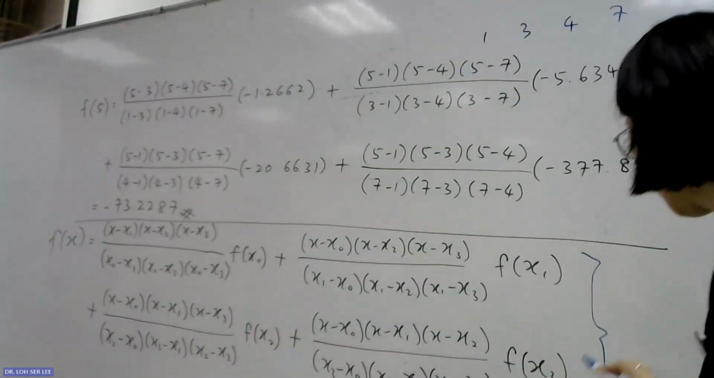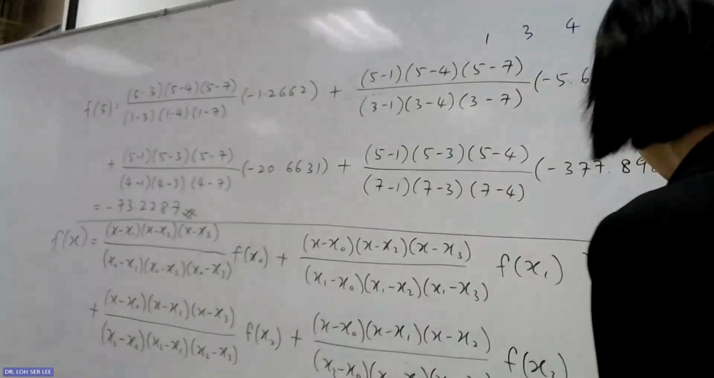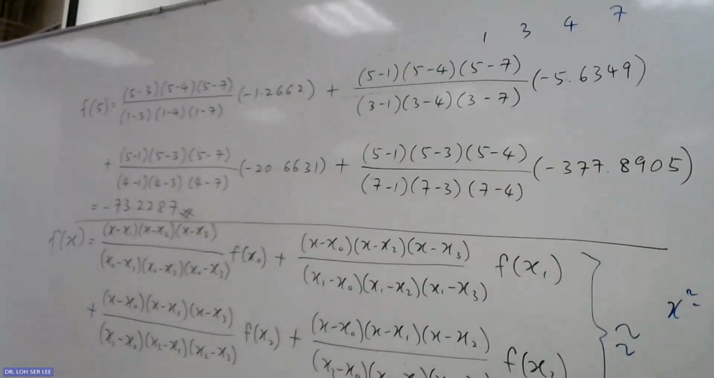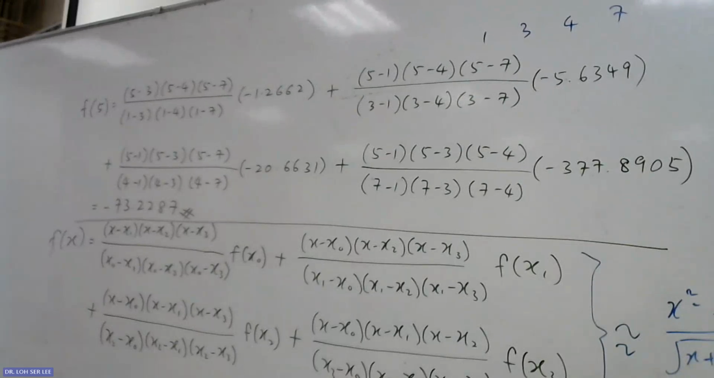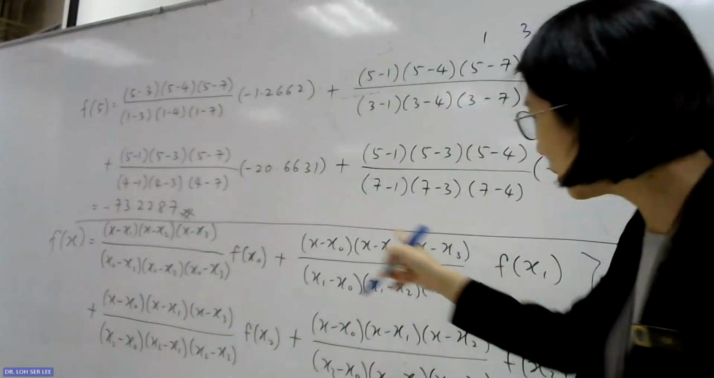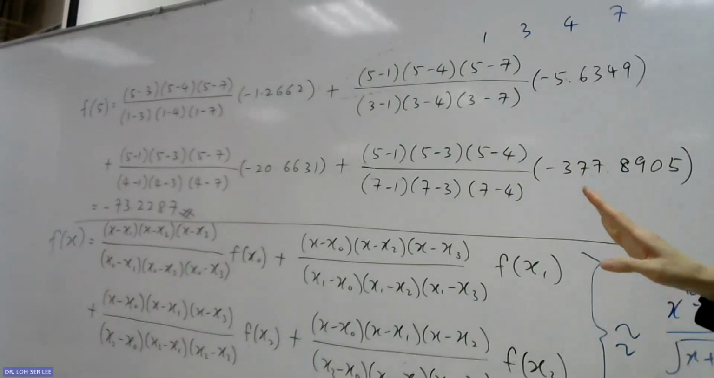This function is the estimation to the function just now. You have e^x, x^2 minus e^x plus ln x over square root of x plus sin x. This is the interpolating polynomial estimation for this function. That means we use interpolating polynomial to estimate a cubic function for this function.